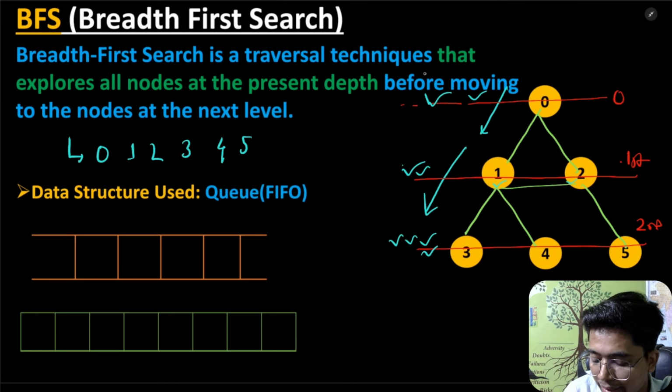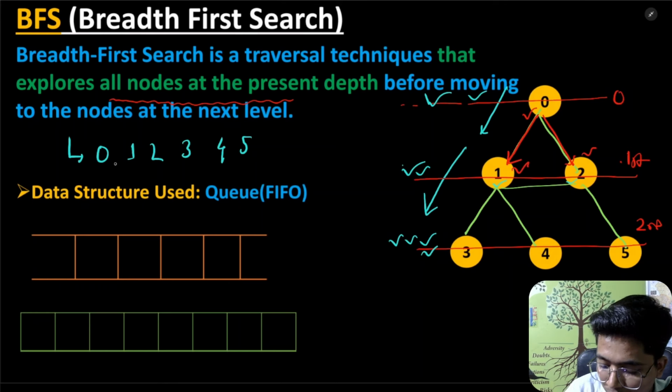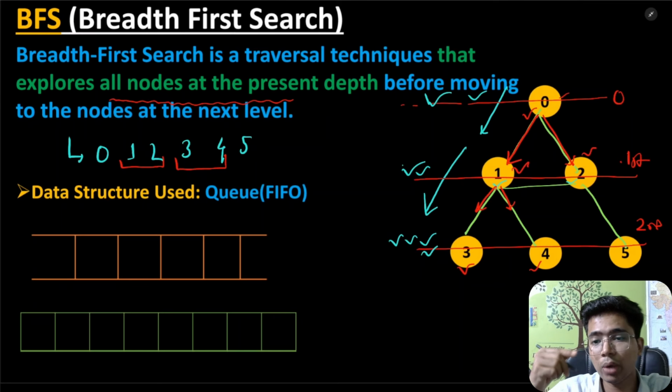Breadth first search is a traversal technique that explores all nodes at the present depth before moving to the nodes at the next level. That means whenever we are here, we'll be exploring all the nodes at the present depth: depth of 1, this node, depth of 2, this node. So here we have traversed first 0, this node, and then 1 and 2 at the current depth. In the next one, we move to the next section. Now notice we traverse 3 and 4. So what we are doing is traversing all the nodes of the current depth. That is the breadth first technique, the technique to traverse level by level.